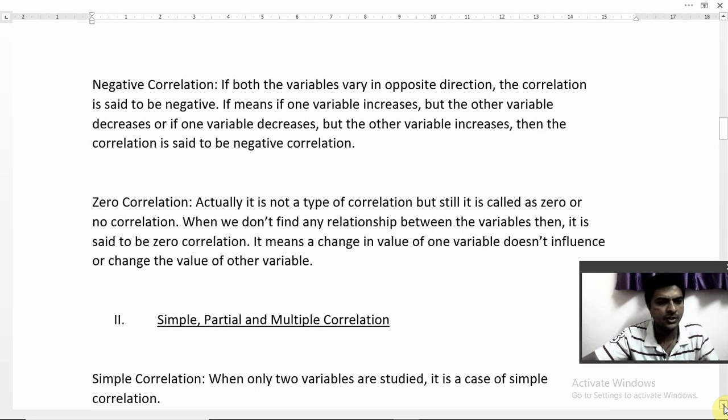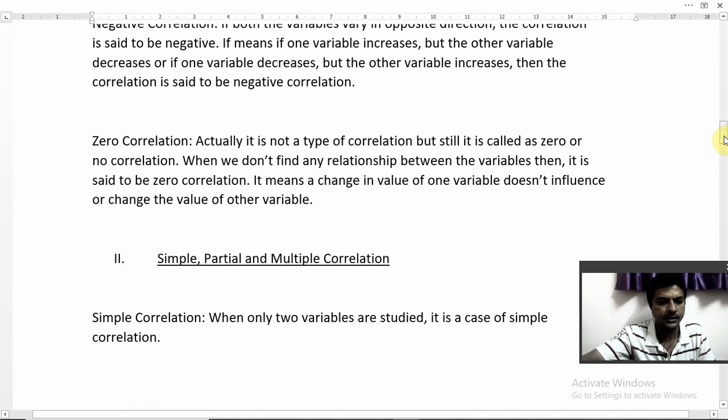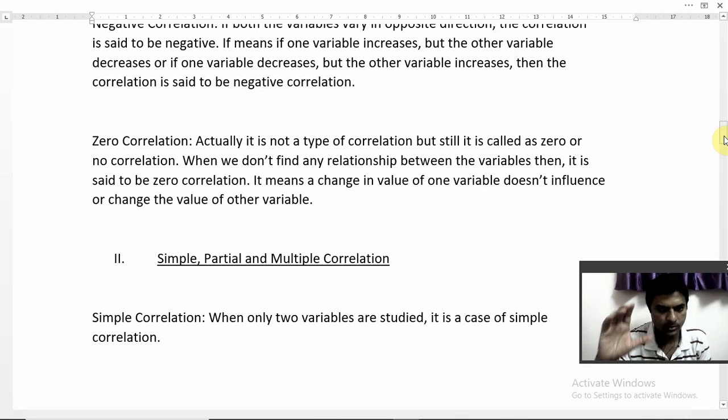Yes friends, here we have the next definition, very very simple. Zero correlation. What is there in this zero correlation? Actually it is not a type of correlation, but still it is called zero or no correlation. When we don't find any relationship between the variables, then it is said to be zero correlation. It means that a change in one variable doesn't influence a change in the other variable. So therefore we take it as no correlation.